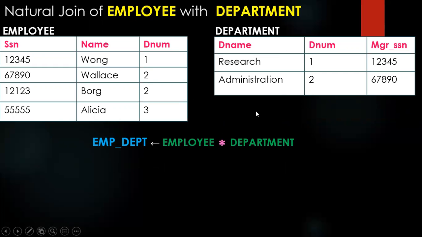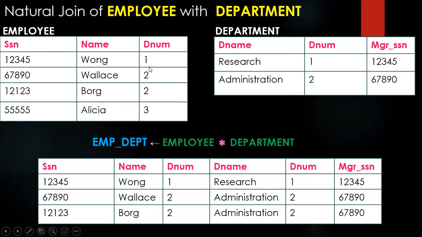It will join employee and department by considering DNUM as the joining attribute. So again the result is it will compare 1 and 1. Again here, which comparison operator will be used?